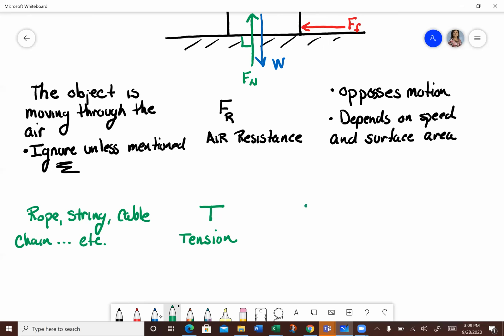For our tension force, the tension force can only pull, it cannot push on an object.